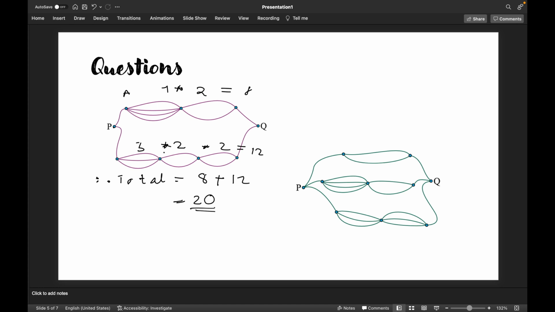20. Let's do the same for this one. This is 2, 4 into 2, 8, 3 into 3, 9. Therefore, 19 ways.